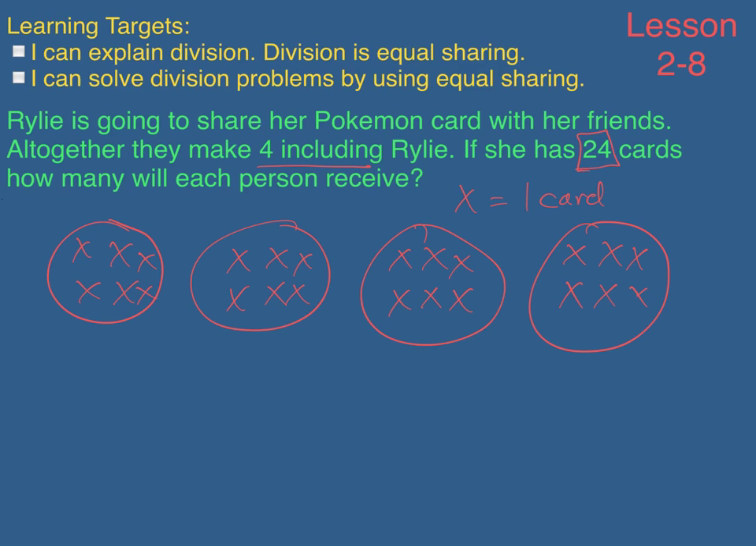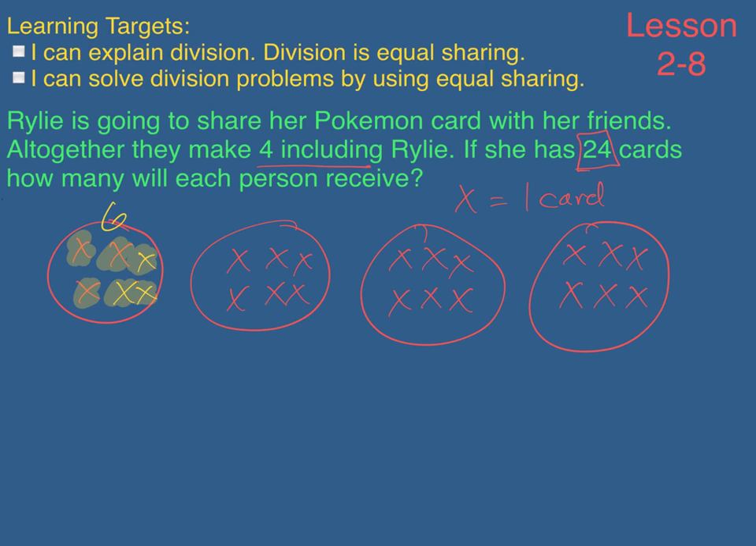So my next step is I need to check and see how many cards each girl will get. So I'm going to look and see and count. And I've got 1, 2, 3, 4, 5, 6. So each girl will receive 6 cards.